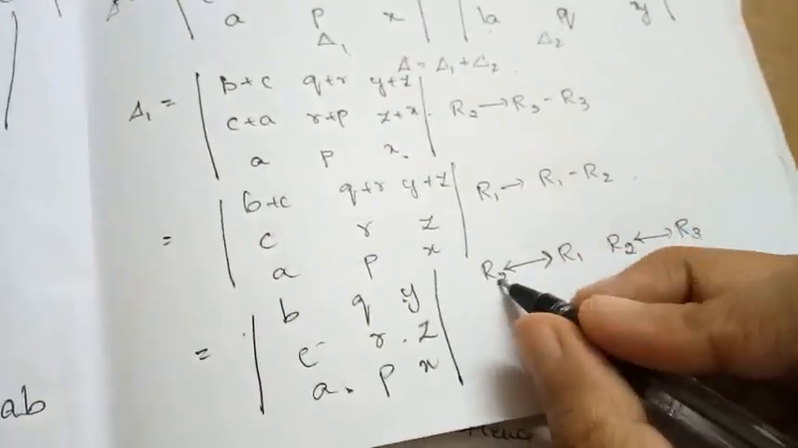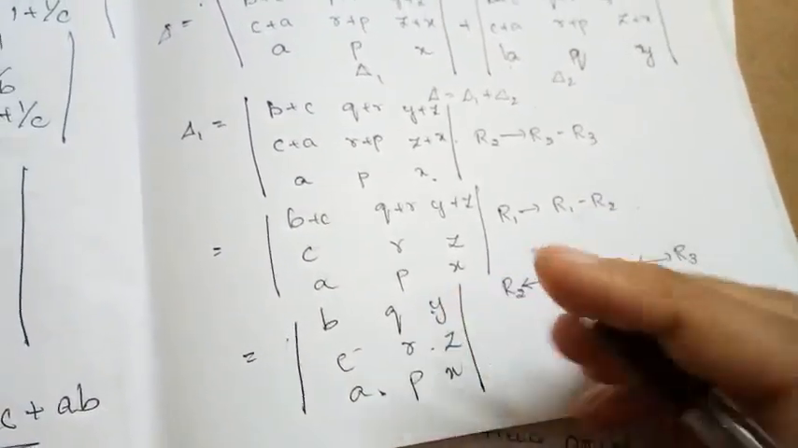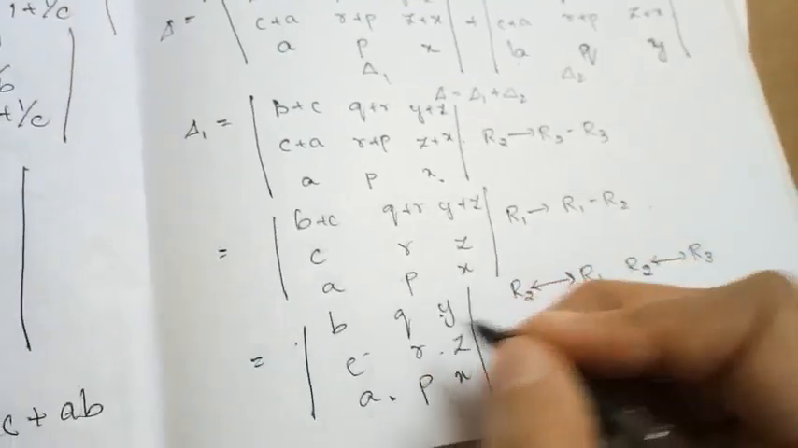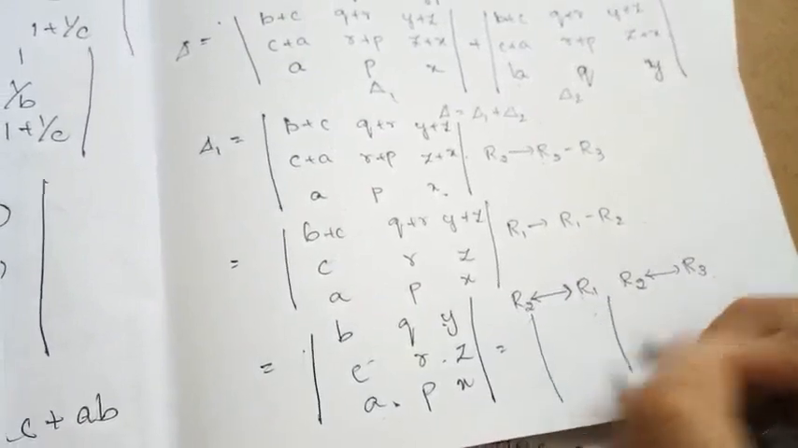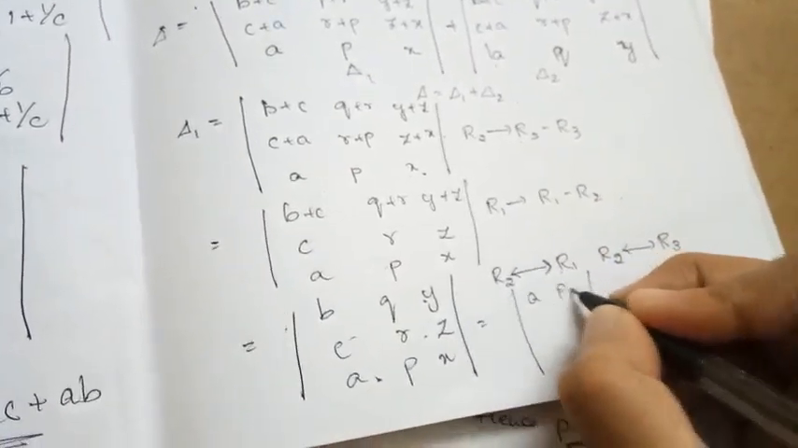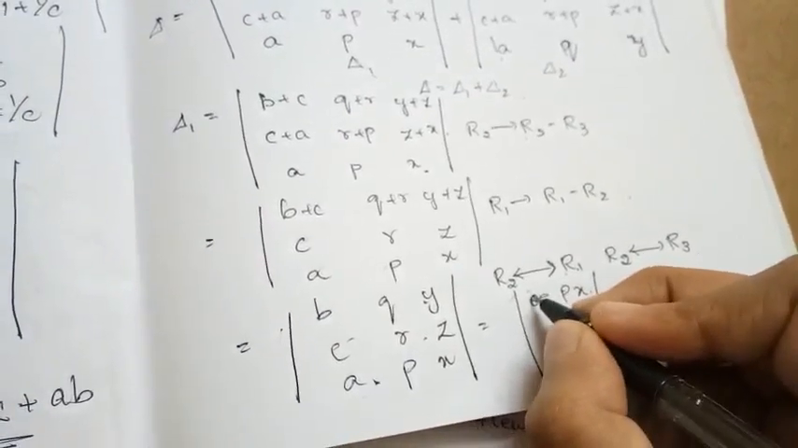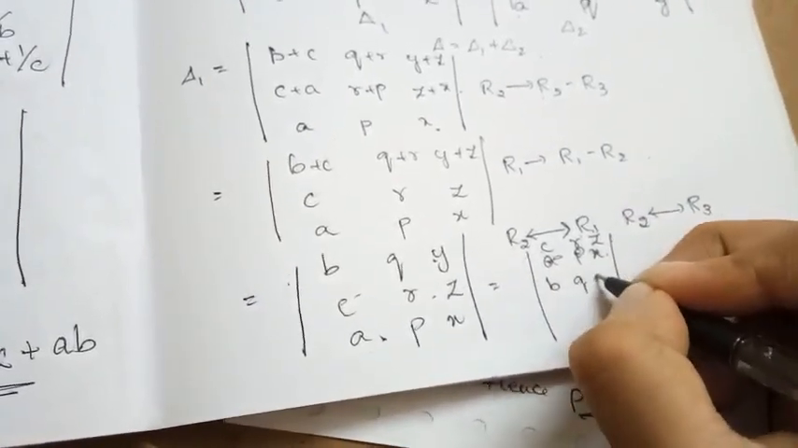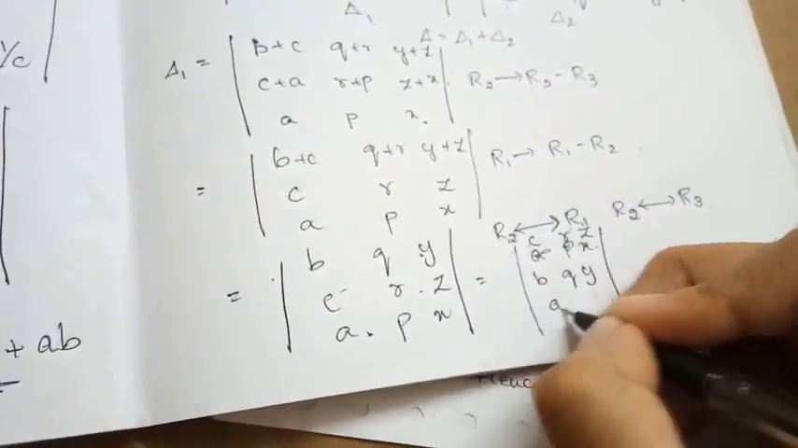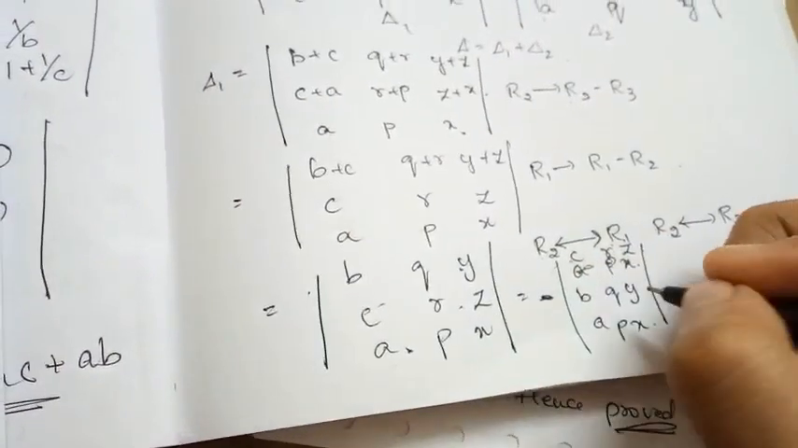We know that when we interchange any two rows or any two columns, the sign of the value of the determinant changes. So how is the sign going to change when R2 changes with R1? What is R2 going to get changed to? It is nothing but, APX, not R2, sorry, it is CRZ, BQY and APX. So here R2 is interchanged with R1, and the value of the determinant is going to change.